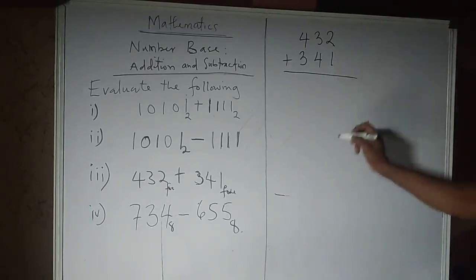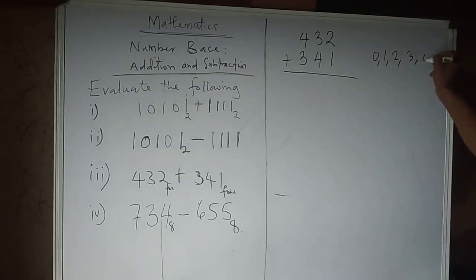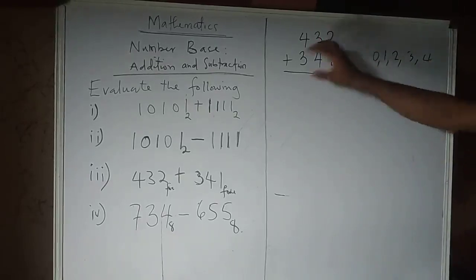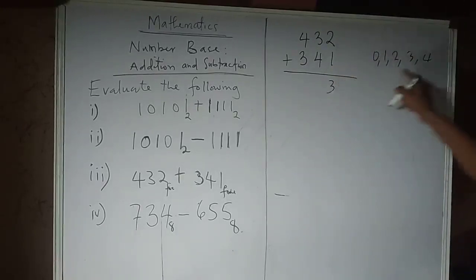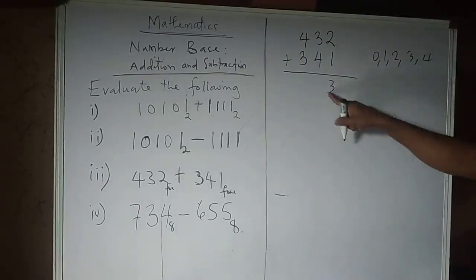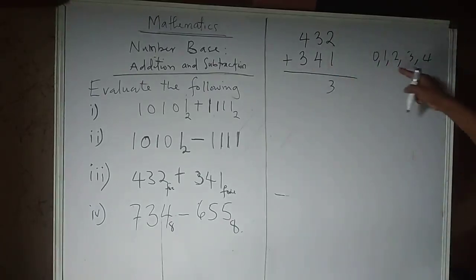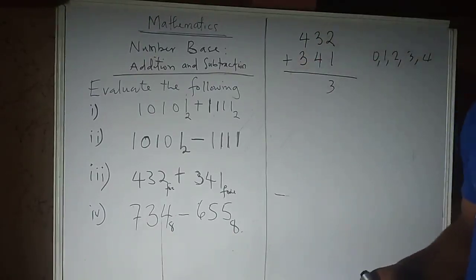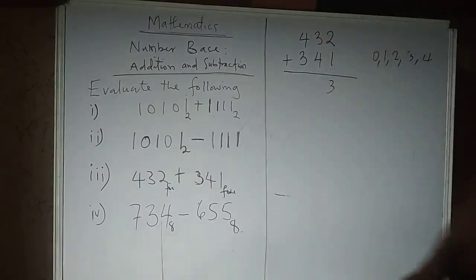Remember, in base 5, the digits that are allowed are 0, 1, 2, 3, and 4. So we cannot have a digit greater than 4 in base 5. So 2 plus 1 is what? 3. 3 is a digit that is allowed in base 5, so we write it. 3 plus 4 is what? 7. 7 is a digit that is not allowed in base 5, so we have to convert that 7. Are you with me? We have to convert that 7 to base 5.